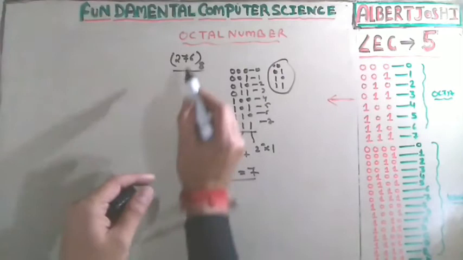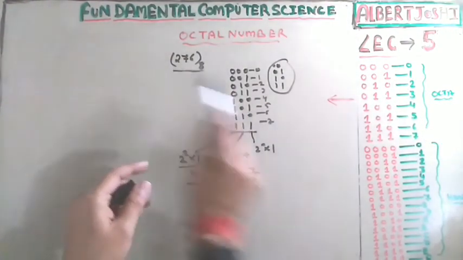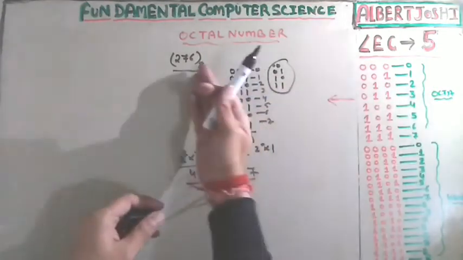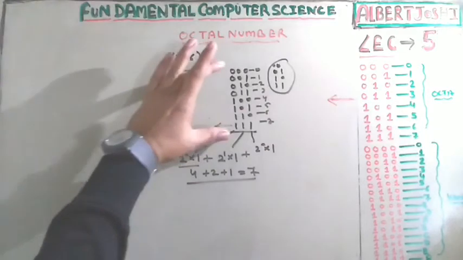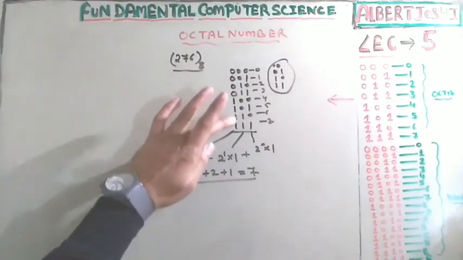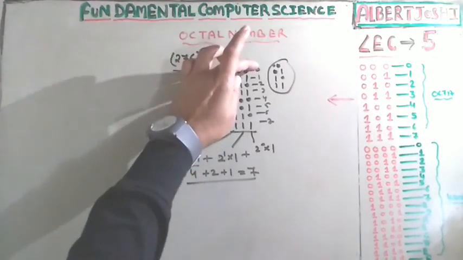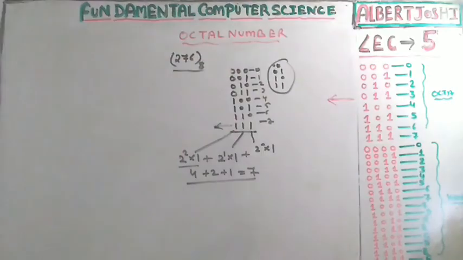This is the octal number. Suppose you have this number, okay. So here the base is 8. According to this, after some time we will discuss how to write it, okay. So this is the octal number, okay. Total number: 1, 2, 3, 4, 5, 6, 7, 8. 8 numbers, starting from 0 to 7, okay. So this form is the octal number.